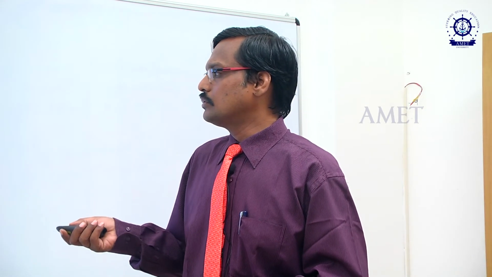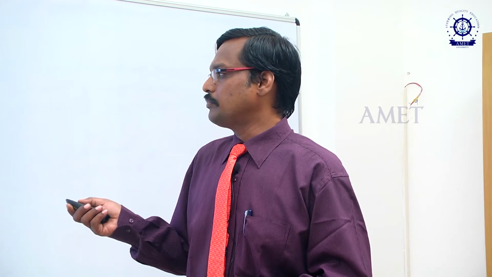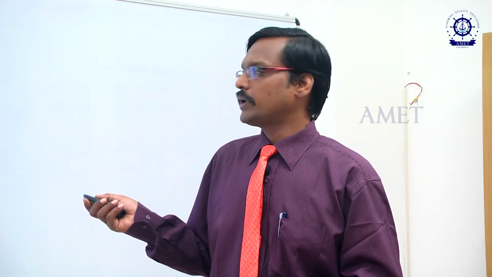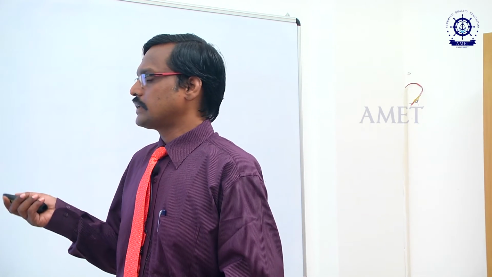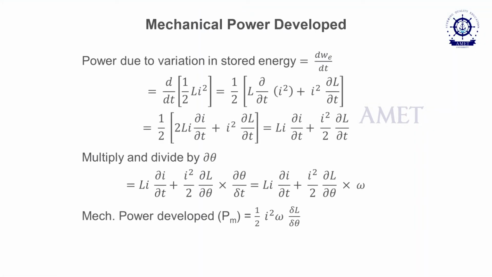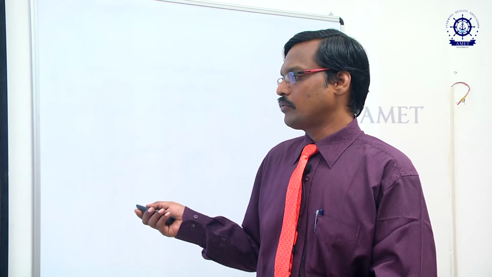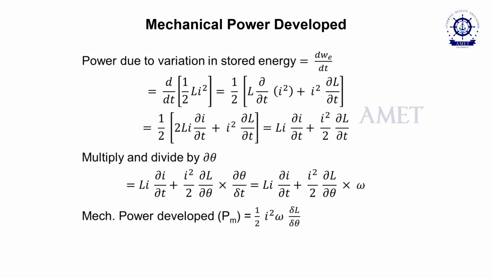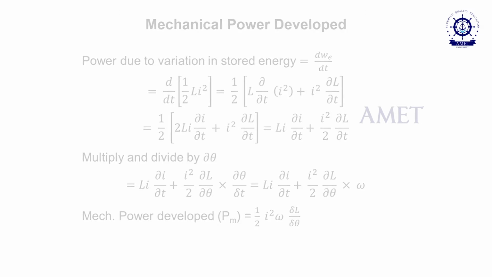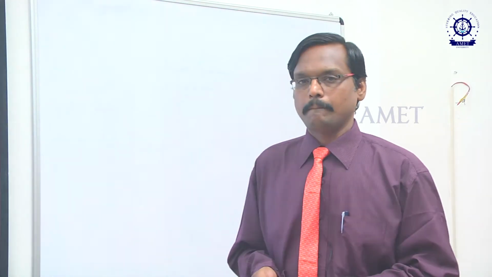Which is equal to Li ∂i/∂t + (i²/2) ∂L/∂t. If I again multiply the second term of this equation by ∂θ/∂t, it is equal to Li ∂i/∂t + (i²/2) multiplied by ∂L/∂θ multiplied by ω. So, the final equation for the mechanical power developed is equal to ½ i² ω ∂L/∂θ.